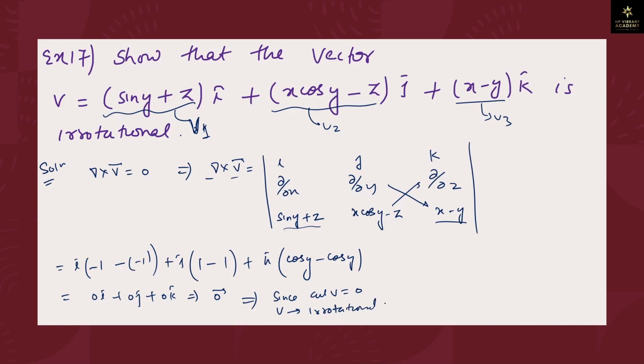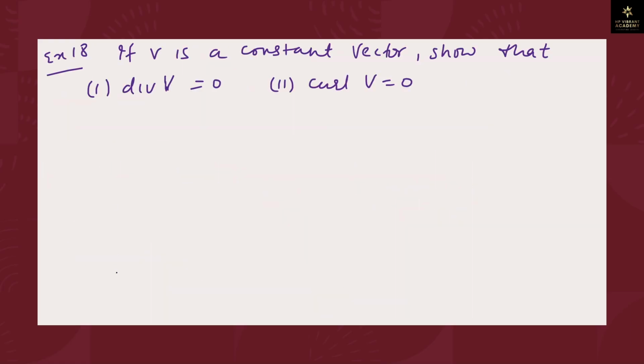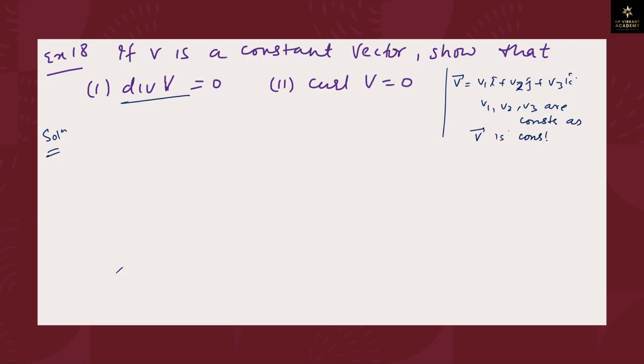Irrotational vector. Okay, so let us discuss question number 18, how we can solve this. Divergence of v, where v is a constant vector. Let us take v as v1 i cap plus v2 j cap plus v3 k cap. Since v is a constant vector, v1, v2 and v3 are also constants.